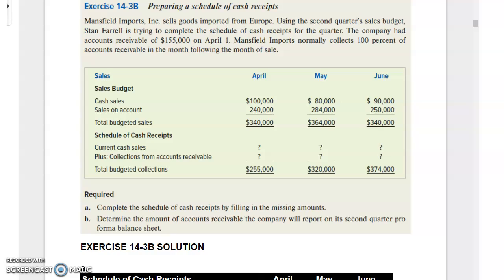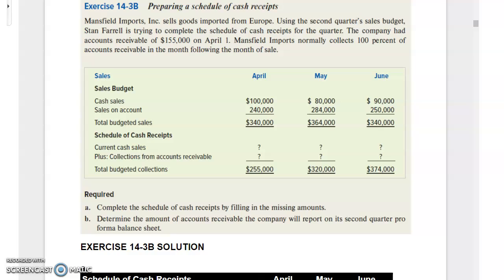Okay, so we've got cash sales, sales on account, total budgeted sales. Cash receipts, current cash sales. Okay? Cash sales are cash receipts. So the current cash sales are going to be the same amounts as the cash sales for the 3 months that are given. So 100,000, 80,000, 90,000.